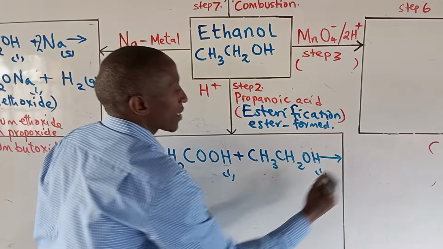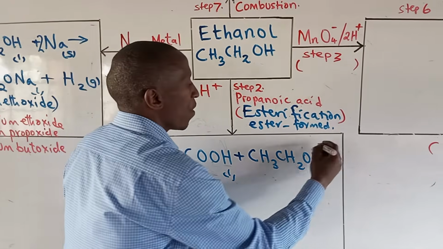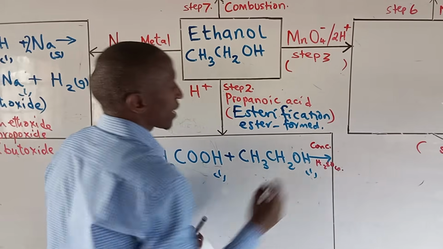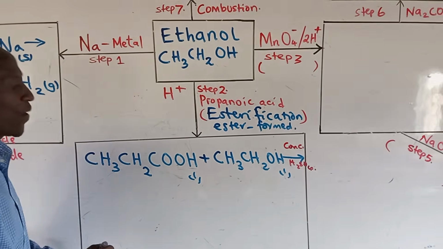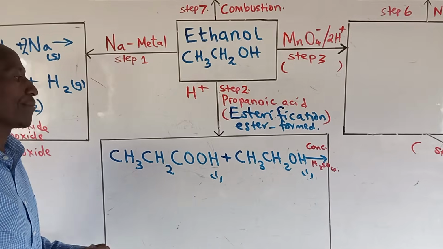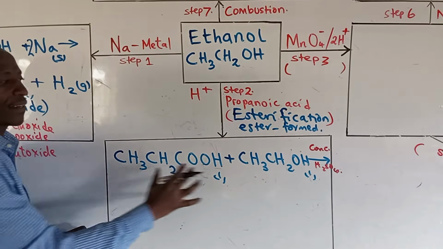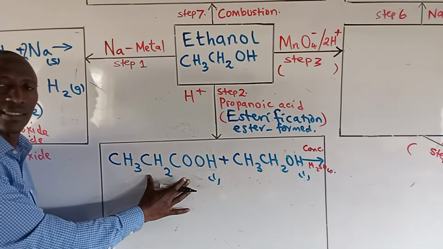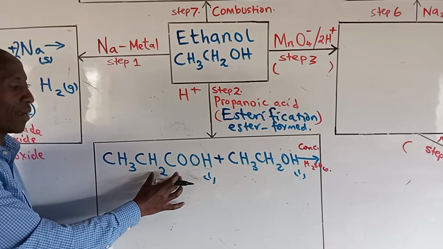Now, we are saying that this one should occur in the presence of sulfuric acid, and we shall have the product at this point. You find that when this reaction takes place, an ester is formed, and to get the formula of the ester, we may start. Let us start with the alkanoic part.